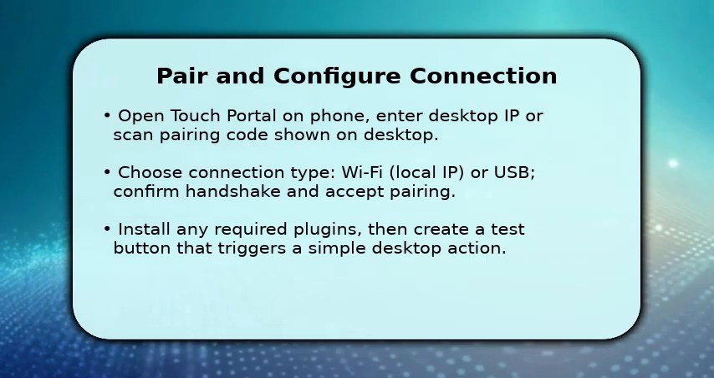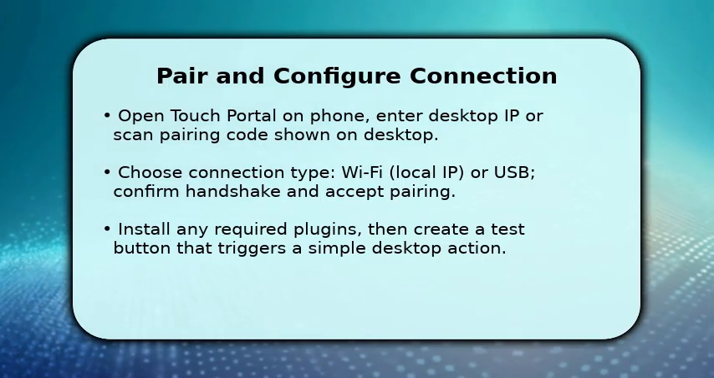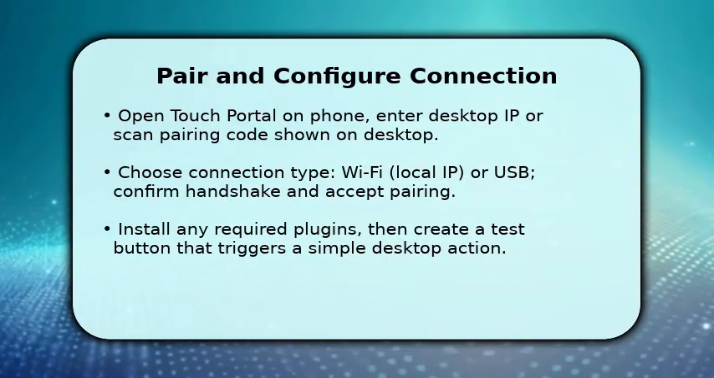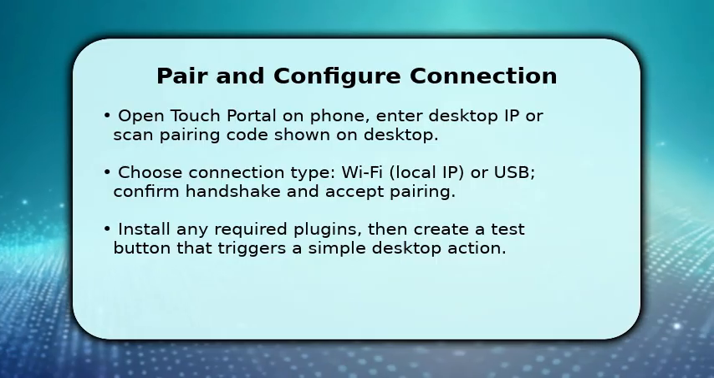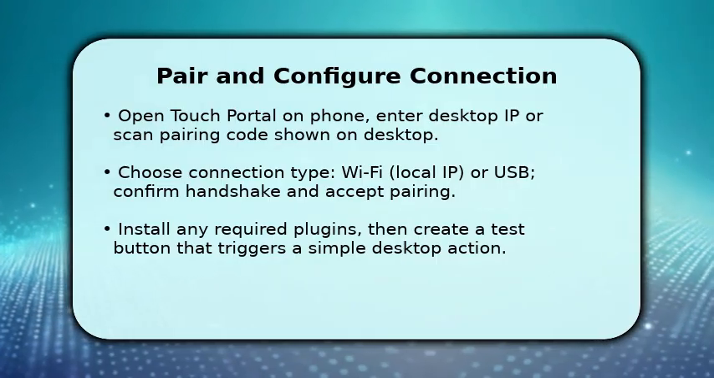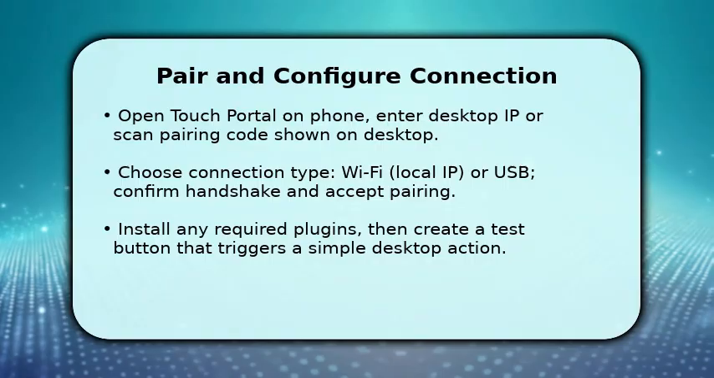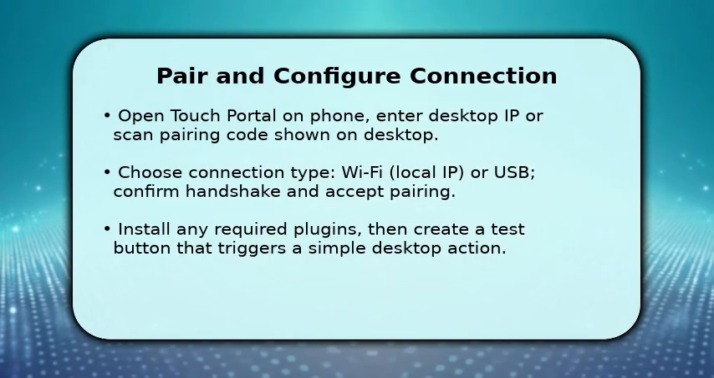Once paired, install any necessary plugins for apps you want to control. Then create a simple test button that triggers a visible desktop action, such as launching an app or sending a keyboard shortcut, to verify the data flow is working.